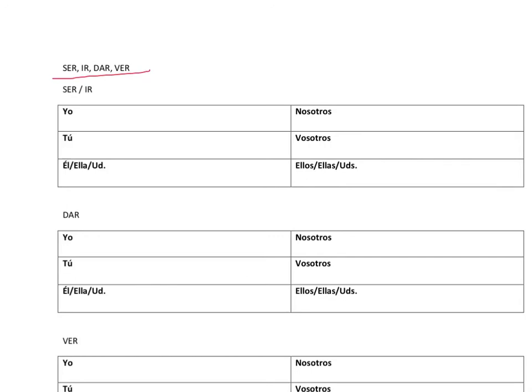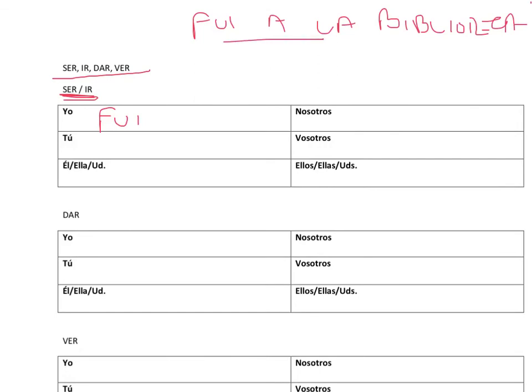So, ser. Ser and ir, you're like, why did you put those together? Well, because they have the exact same conjugation. It's literally the exact same word to say yo fui. If you say yo fui, it's saying I went and I was. It's the same thing. How do you tell the difference? Context. For example, if I were to say fui a la biblioteca, I went to the library. See how it says fui a and then a place after that? You can tell by the context.